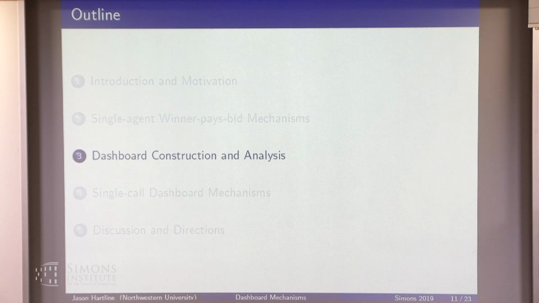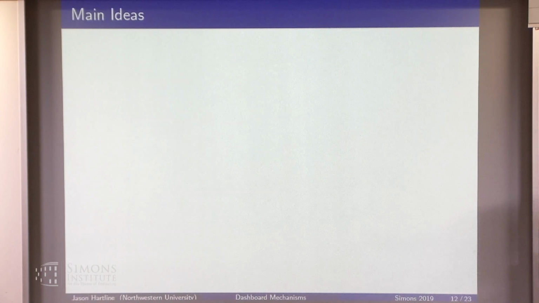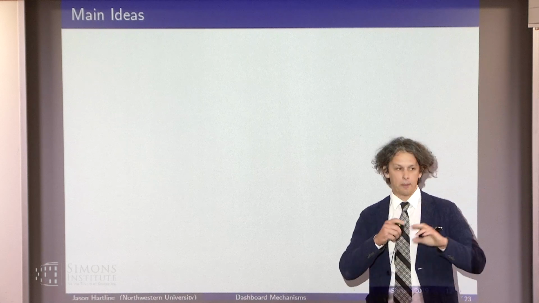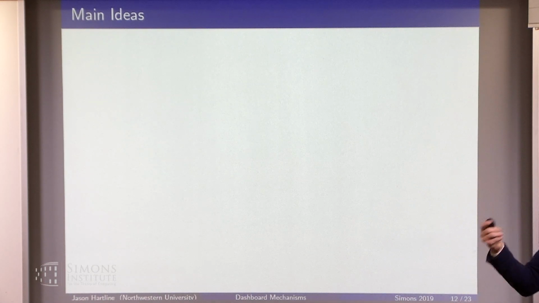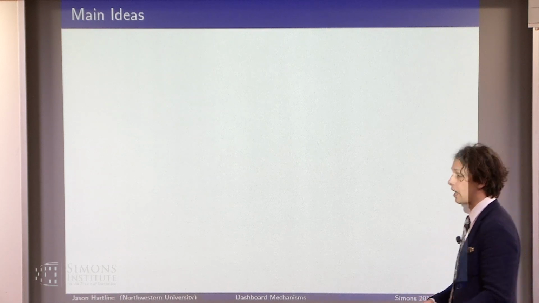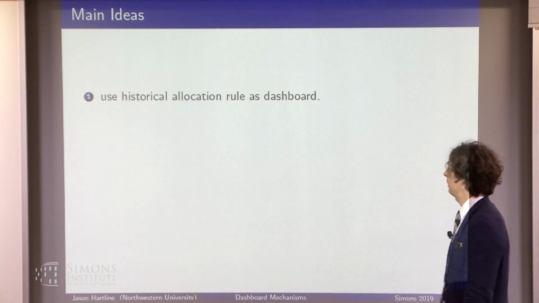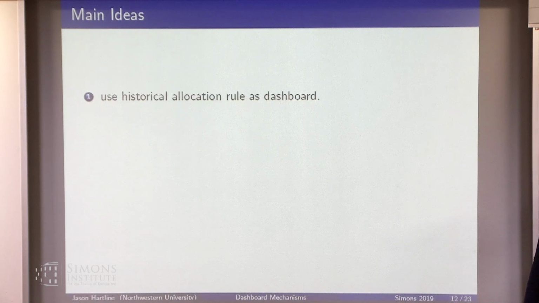Okay, dashboard construction and analysis. I'm going to go over some of the main ideas, and then we'll go into some more detail. Again, it's a high level of what are the ideas that go into coming up with a good dashboard. So here's a good first idea. Use historical values as the values you're going to plug into the allocation rule to estimate the dashboard. That's a pretty good idea. If values are constant, that's going to be pretty reasonable.